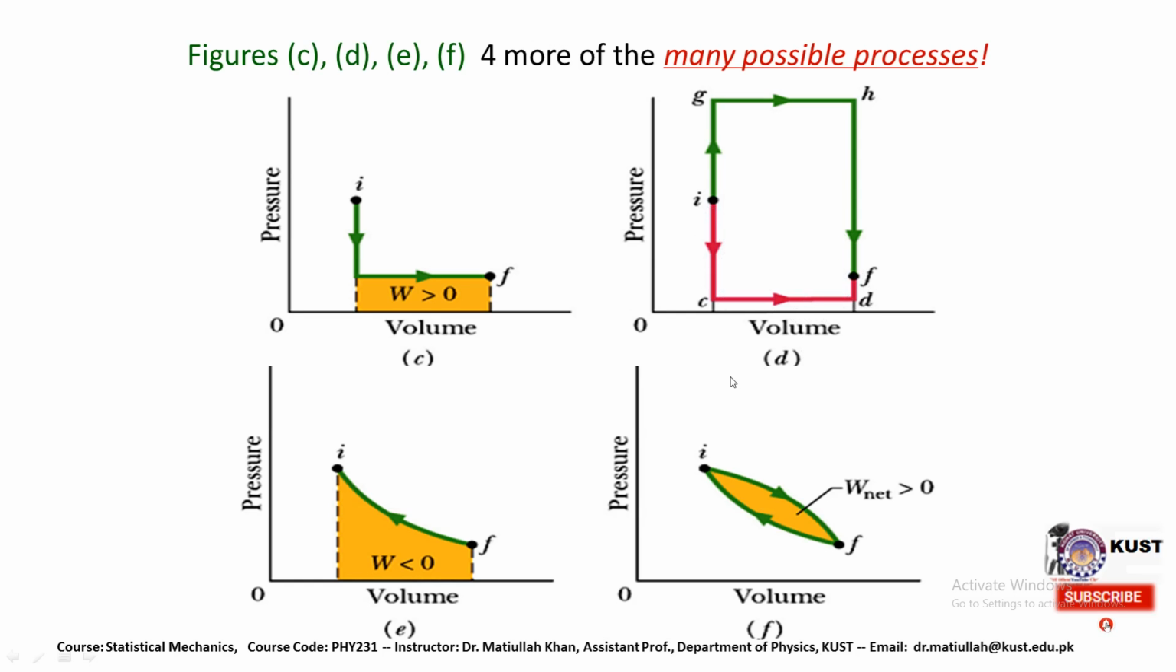Here we have a system that is brought around a closed path, where net work is greater than 0. So this is the area under the curve that is present inside the curve, or inside the closed path. So this particular system.